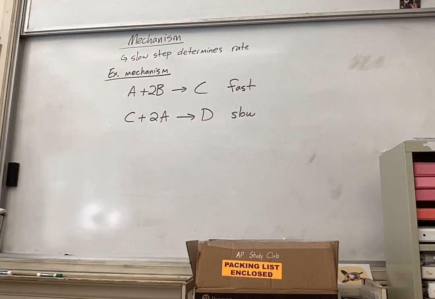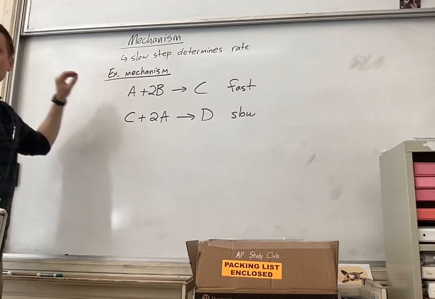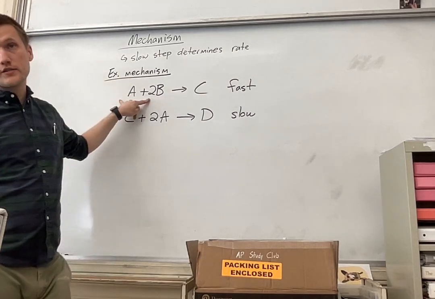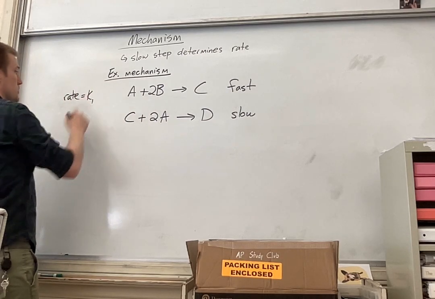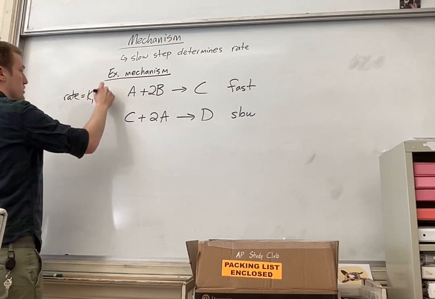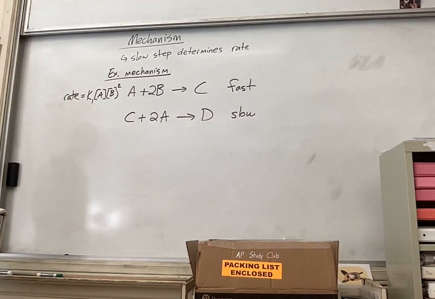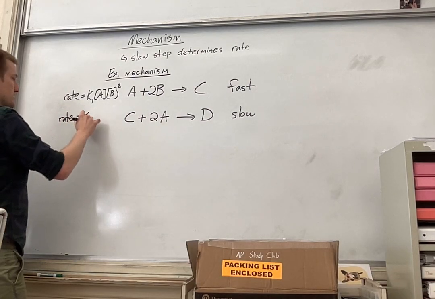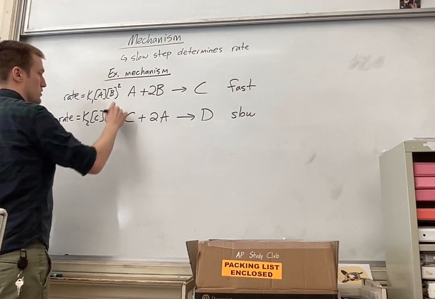Okay, if you know the elementary steps, the rate law for the elementary steps does come from the stoich coefficients. So the rate law for this first step would be k, let's call it k1 for step 1, concentration of A to the first power, concentration of B to the second power. But only if you know the elementary steps. It's not true in general for the overall reaction. And then similarly for the second one, there would be some second rate constant, concentration of C, and then concentration of A squared.